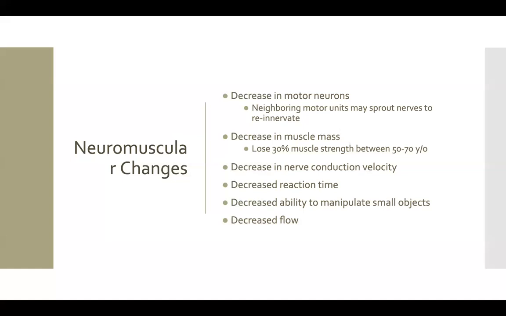So there's a decrease in muscle mass. You lose about 30% muscle strength between the ages of 50 and 70 years of age. You have a decrease in nerve conduction velocity, which means less of a muscular response, which decreases your reaction time. It also decreases the ability to manipulate smaller objects, and think about the decreased flow as well.